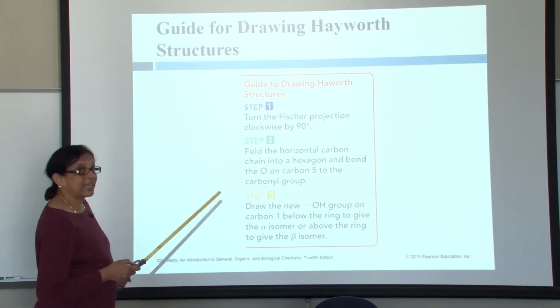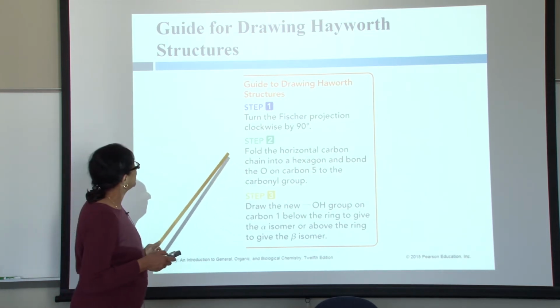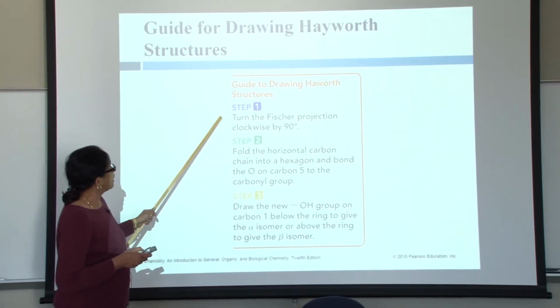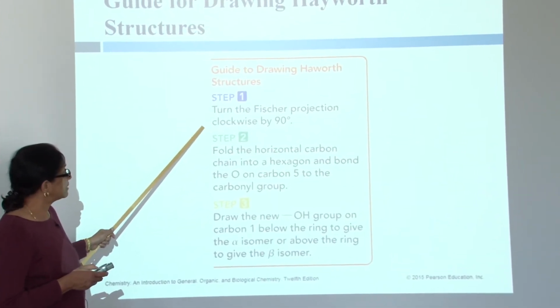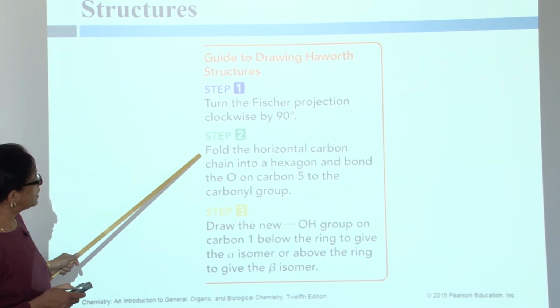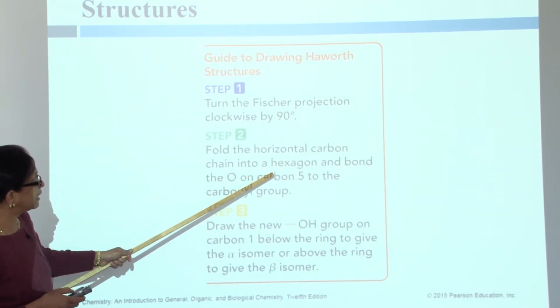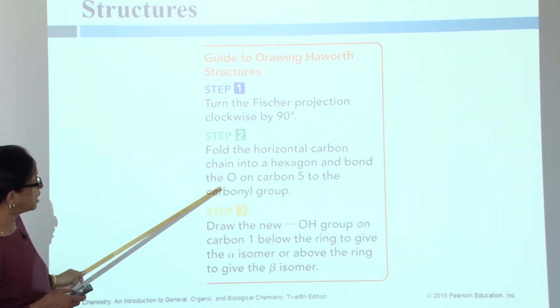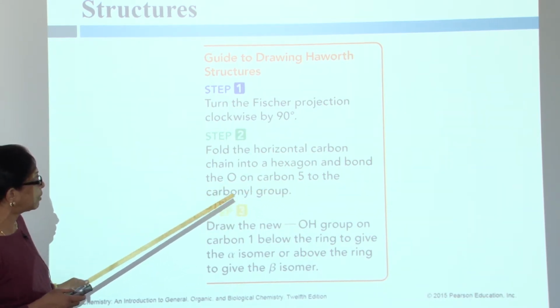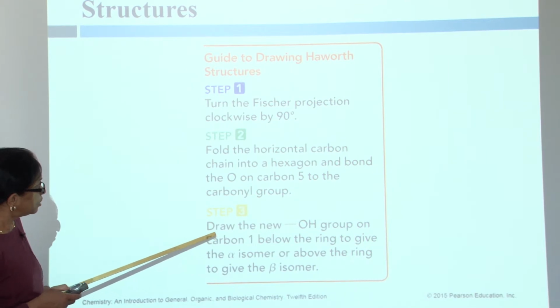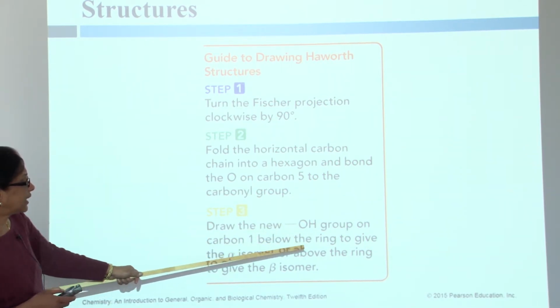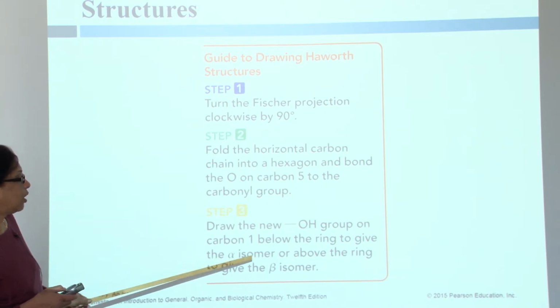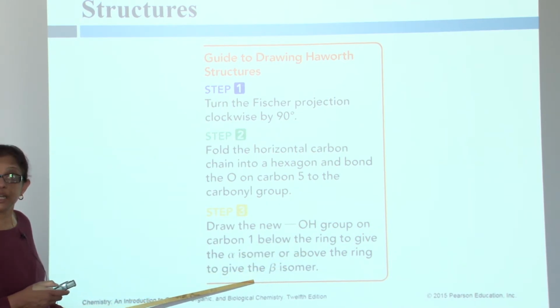So let us look at the guidelines to set up a Haworth structure. Step 1 is turn the Fischer projection clockwise by 90 degrees. Fold the horizontal carbon chain into a hexagon and bond the oxygen on carbon 5 to the carbonyl group. Draw the new OH group on carbon 1 below the ring to give an alpha isomer, or above the ring to give a beta isomer.